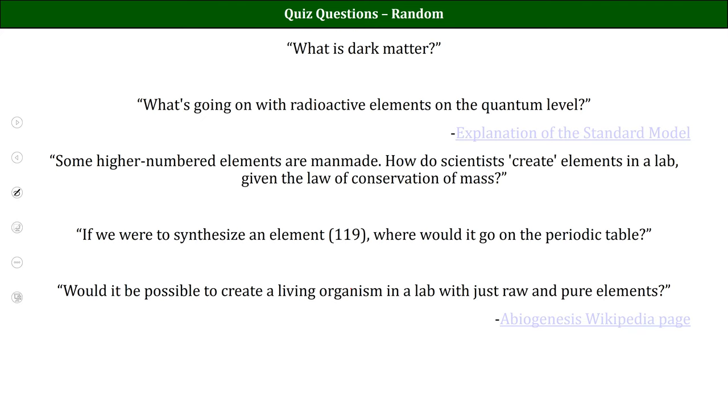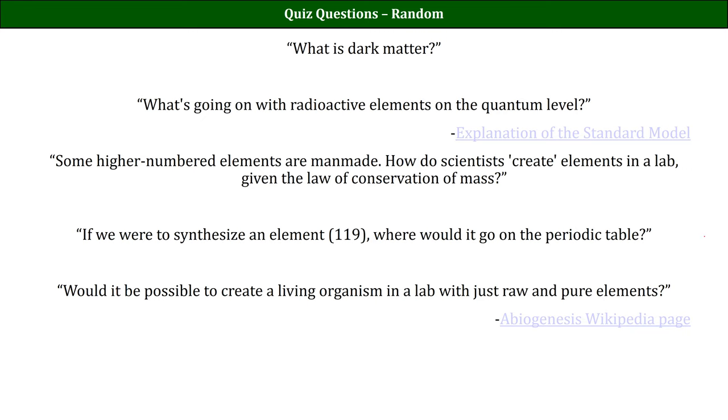And then somebody asked about radioactive elements, what's going on at the quantum level. And then a bunch of people were starting to ask about synthetic elements, man-made elements, and how that all works. So these questions are all kind of tied together. And so to explain, I'm not going to fully explain what's happening at the quantum level with radioactive elements, but I'm going to open up this.